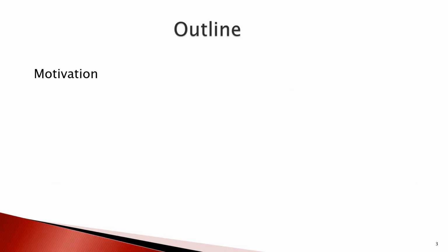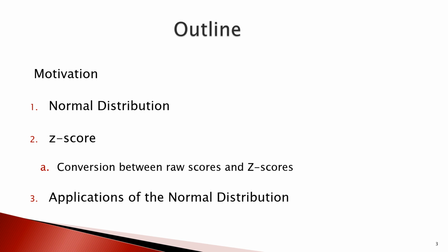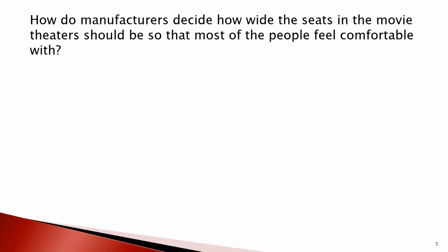Here is the outline. First of all, let's look at the motivation, or what is the logic behind it, or why we need it. Then let's formally define it, and we will look at Z-scores, and we will look at some applications of the normal distribution. So let's start.